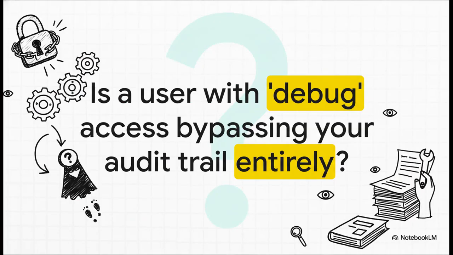And that brings us to our final thought for the day, and it's a really important one. You can have the best logging, the best tracking, a picture-perfect audit trail, but is it possible that someone in your organization with debug access is just walking right past all those controls, completely undetected? It's a powerful reminder that security isn't just about flipping technical switches, it's just as much about managing human access.